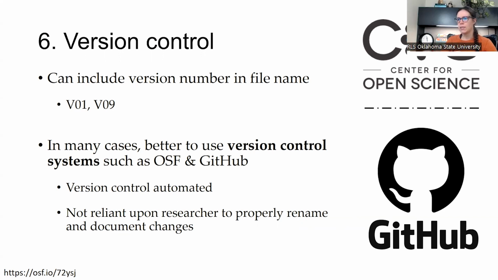But in many cases, I would recommend using version control systems like Open Science Framework or GitHub instead, because those have automated version control. And it's not reliant upon you as the researcher to remember first to rename a new version of a document, and also to document the changes that you've made, because a lot of these version control systems will prompt you to make comments or can actually track changes in particular file formats. And so version control systems are going to be a lot more automated and guided way of version controlling your files.